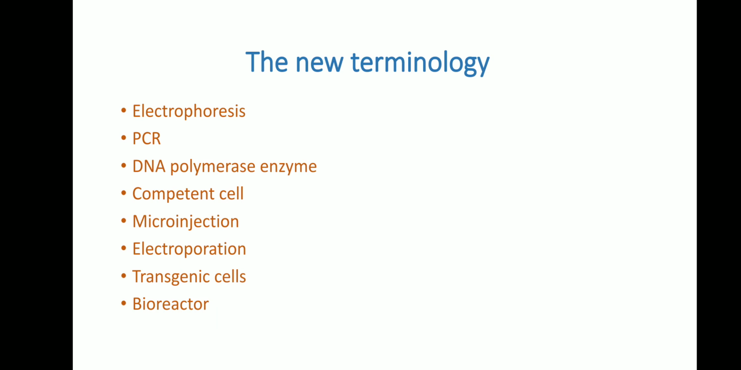Then the bioreactor. A bioreactor is used for large scale production. A particular pH, temperature, suitable medium, pressure, sufficient amount of oxygen, and an agitator are present in this bioreactor, and using all these suitable conditions, the product is produced easily in a short time. So these are the new words in the recombinant DNA technology process.